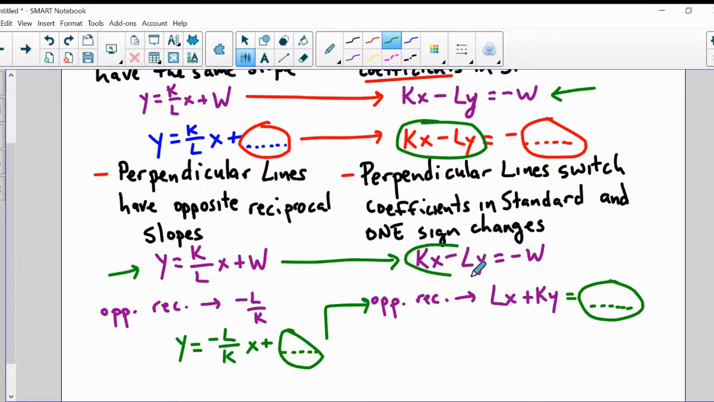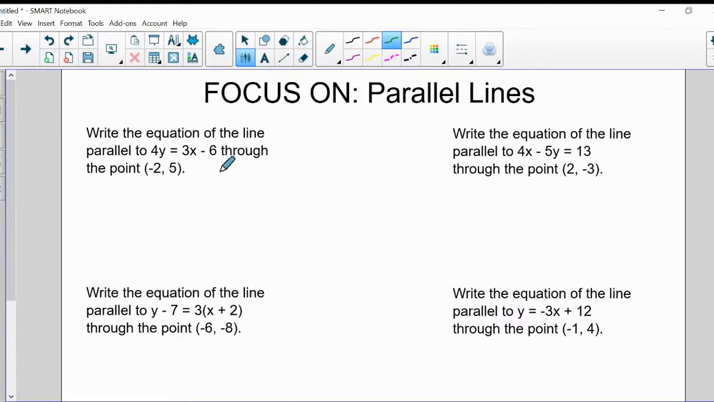So if it was in standard form, notice what happens to the coefficients. The k now goes by the y, the L now goes by the x, and one of the signs changes. So if there was a negative here, it becomes positive. If both were negative, one of them would become positive. If both were positive, one of them would become negative. The reason why one of the signs changes is that from this slope to this slope, one sign changed. If I change both the numerator and denominator signs, it doesn't change the sign of the fraction. So I only need to change one of the signs.